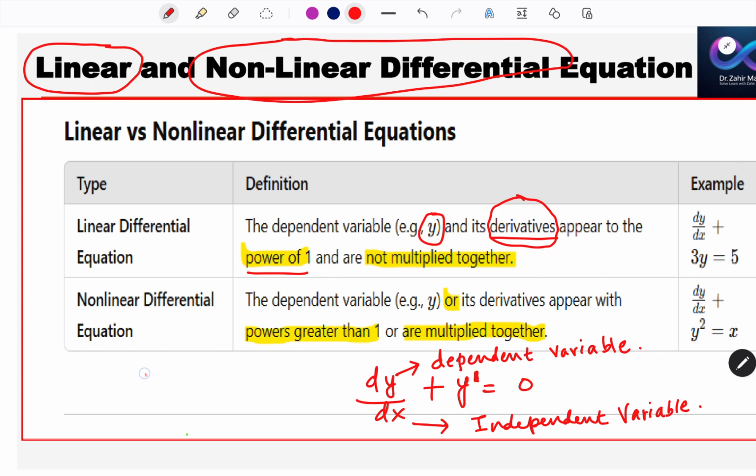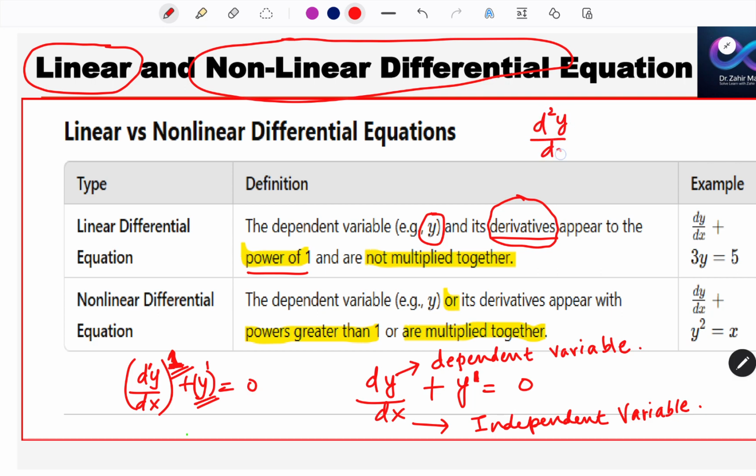So look here, dy by dx plus y is equal to 0. Power is 1, here also power is 1. Don't confuse order and power. Order is here, power is here. So the order of the differential equation is 1, and the power is 1. If the power of the derivative is 1 and the power of y is 1, then it is called a linear differential equation. Let me give you one more example.